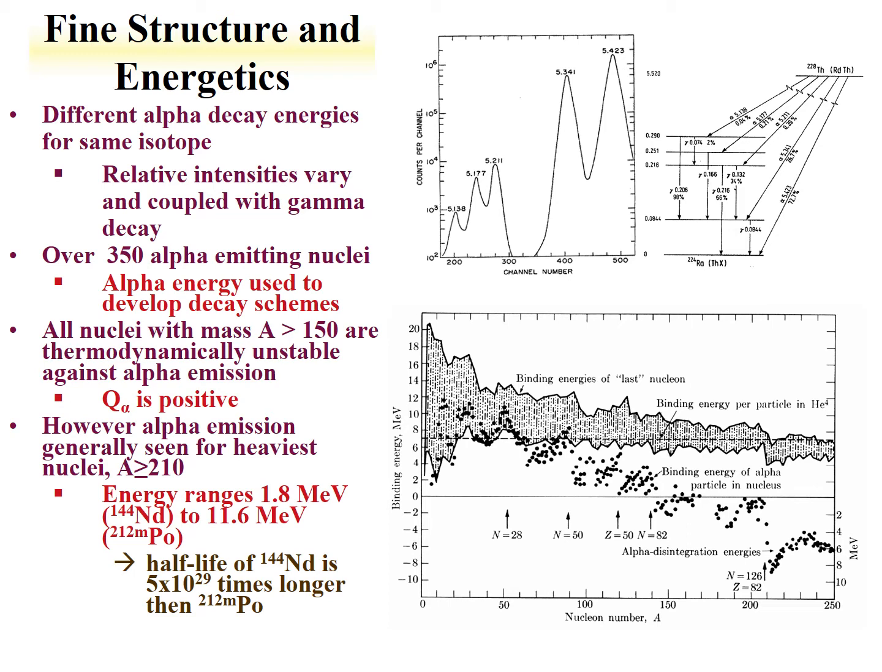This isn't completely true. As we see here, their energy ranges from about 2 MeV to almost 12 MeV, where neodymium-144 is a very low energy alpha emitter in the lanthanides, and polonium-212 metastable is a very high energy. We're also going to see a correlation between half-life and decay energy, where the neodymium half-life is almost 10 to the 30th times longer than the polonium-212. And what we're going to find out is that, generally speaking, the shorter the half-life, the higher the alpha decay energy.